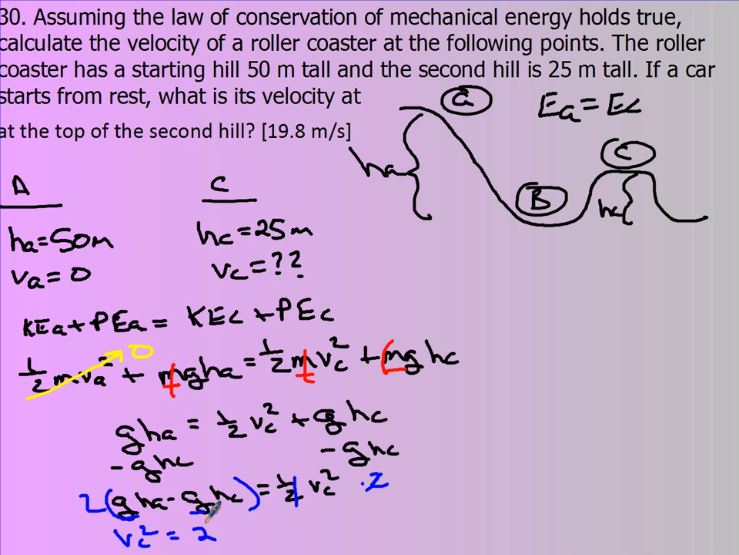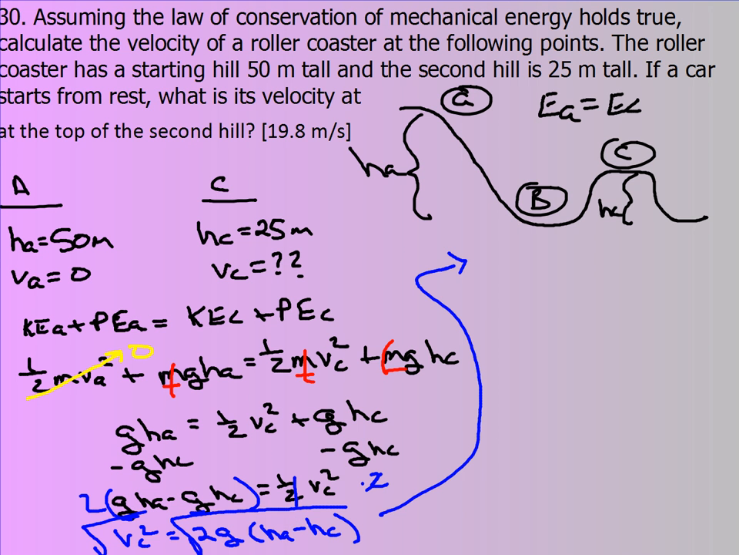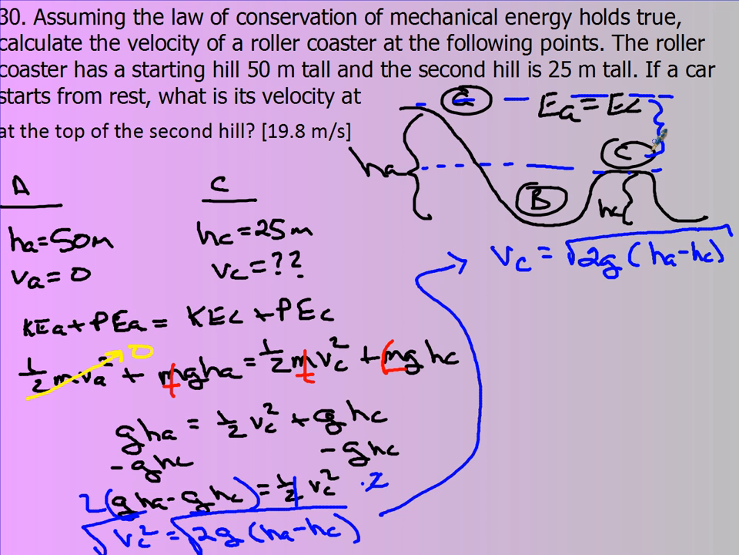Now, do you mind if I factor this g out? I'm going to factor that g, h at A minus h at C. All right, I'm going to come up here and rewrite this. I need to square root both sides. Now, do you see the velocity at C is going to equal the square root of 2g times h_A minus h_C? Do you see this is the height that it winds up dropping? All right, isn't this cool? This is actually h_A minus h_C. I love math. Math is a lot of fun.